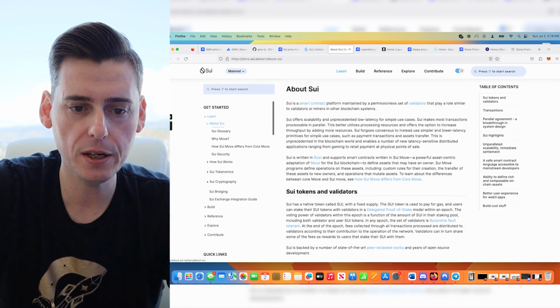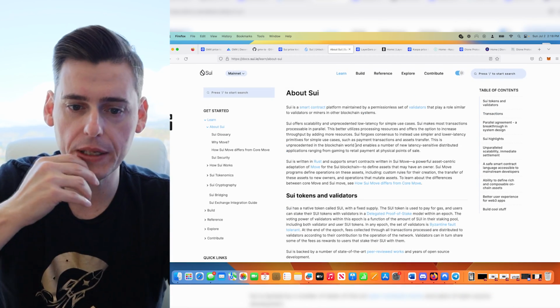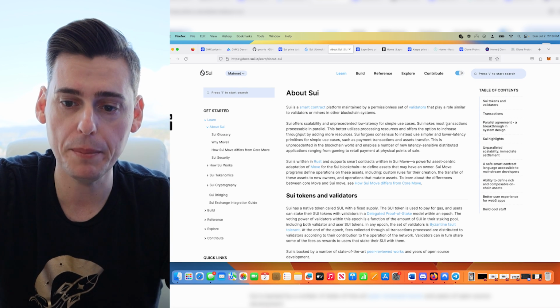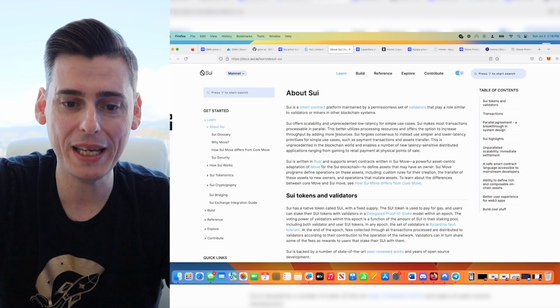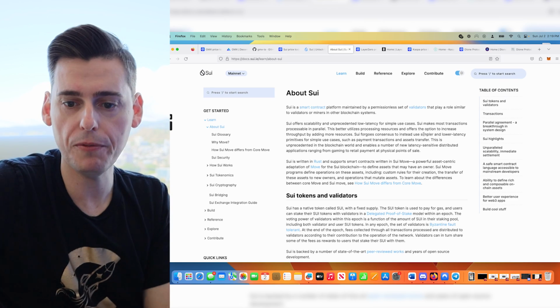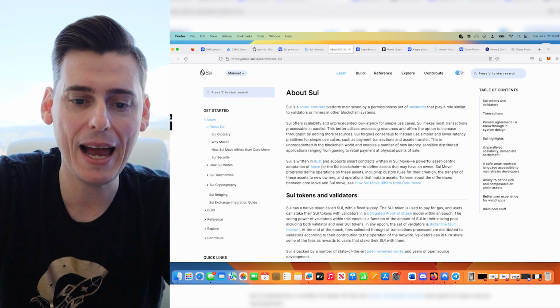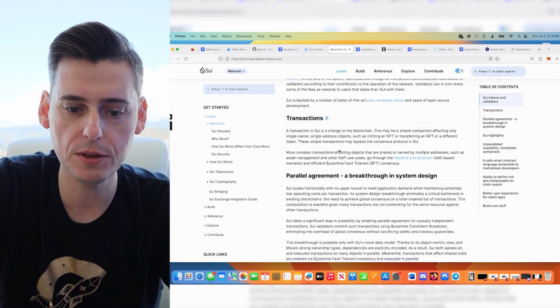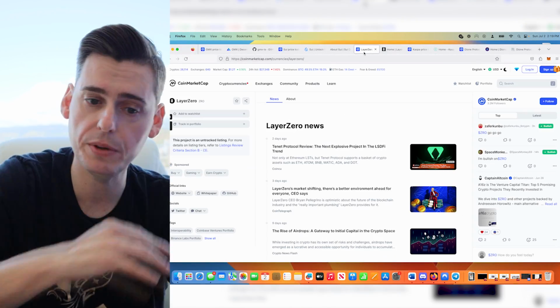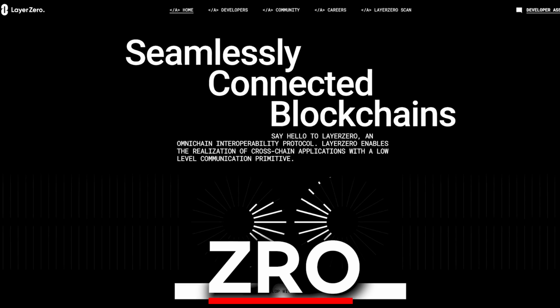All right, so we can click here about Sui. Sui offers scalability and unprecedented low latency for simple use cases. Sui makes most transactions processable in parallel. This better utilizes processing resources and offers the option to increase throughput by adding more resources. Sui tokens and validators, right? So some of these protocols do have validator nodes, but you'd have to buy, you know, a lot of tokens to do that.